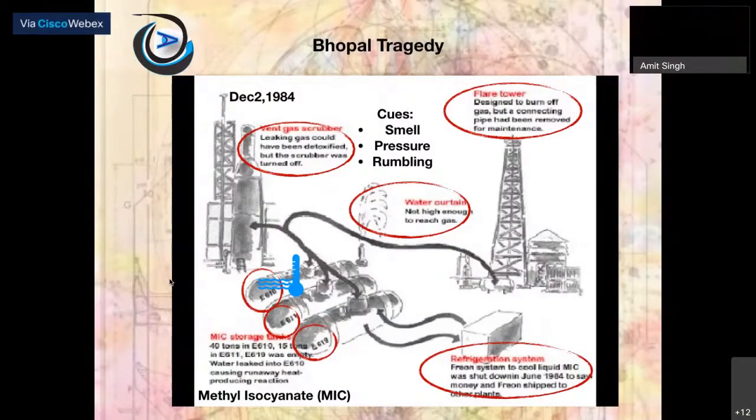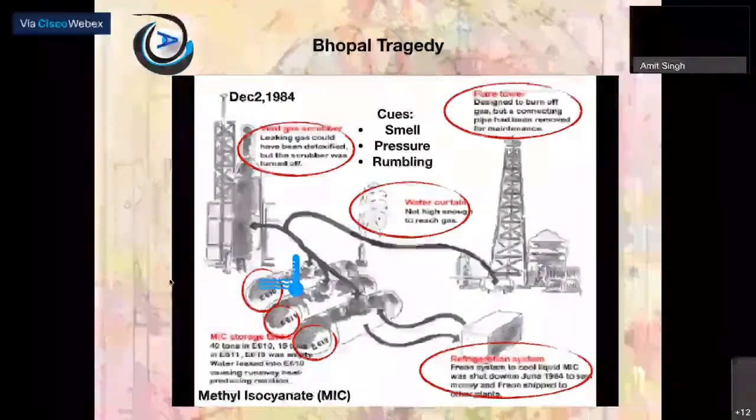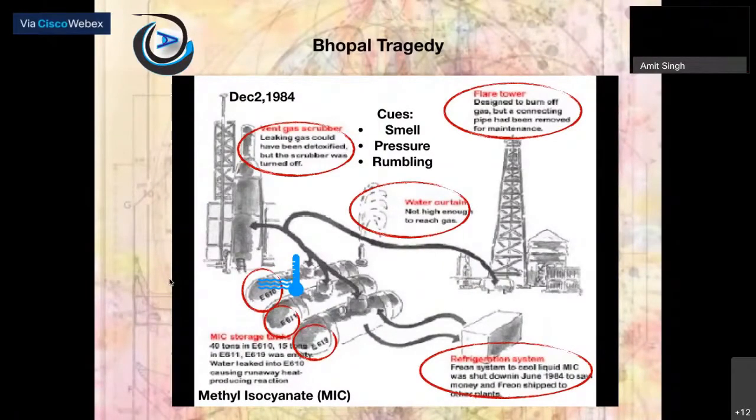So this is a situation which we discussed in the previous webinar, normal accident theory. Under these circumstances, an accident was bound to happen, unavoidable, because people had the cues but couldn't turn them into clues. When you turn a cue into a clue, then you act upon it. So they dismissed the cue.